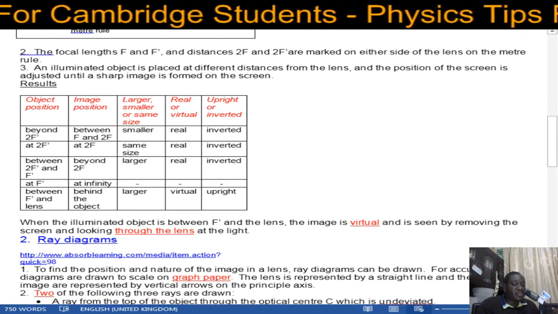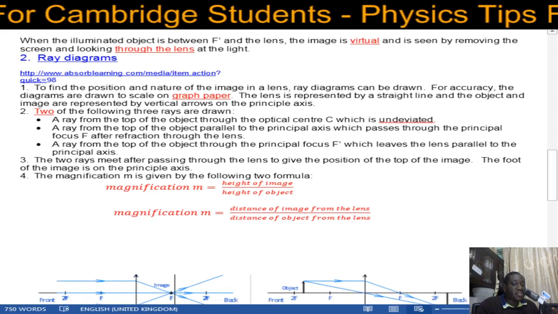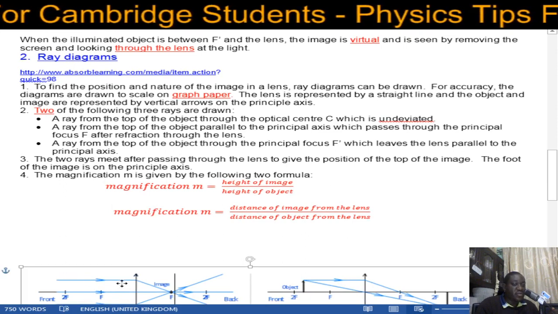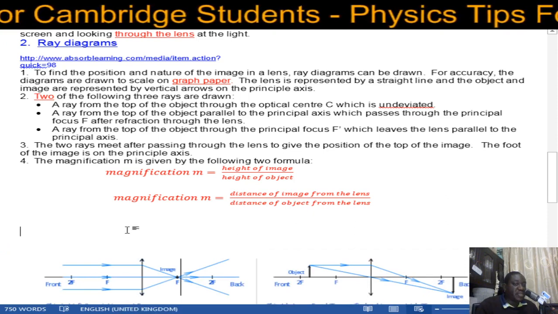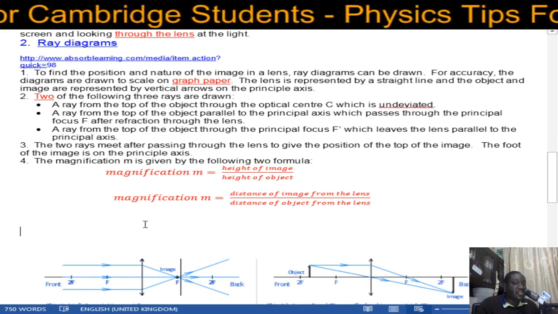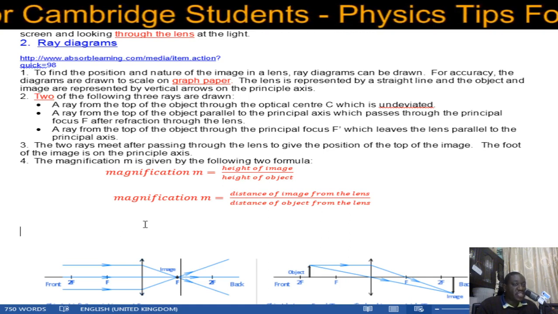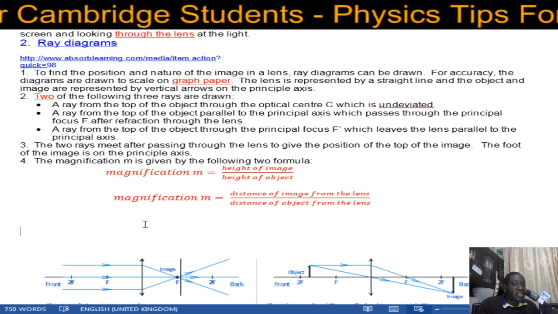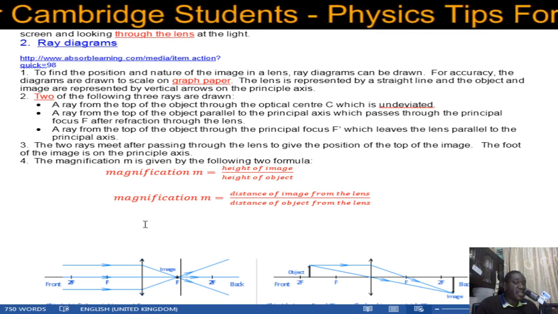We are going to verify this by looking at ray diagrams. First of all, I'll go over this paragraph, and then I'll look at each and every one of these ray diagrams that are supported by the table that we've just covered. To find the position and nature of the image in a lens, ray diagrams can be drawn. For accuracy, the diagrams are drawn to scale on graph paper. The lens is represented by a straight line, and the object and image are represented by vertical arrows on the principal axis.